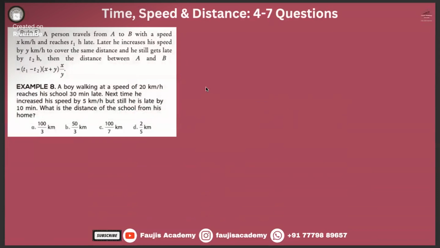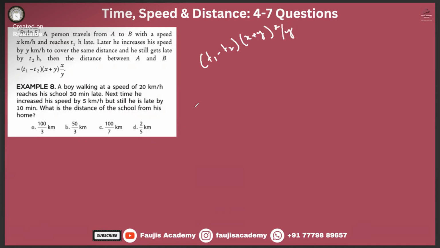Yes, this one. A person travels from A to B with a speed x km/h and reaches t1 hours late. Later he increases his speed by y km/h to cover the same distance and he still gets late by t2 hours. Then the distance between A and B is given by this formula: (t1 minus t2) into (x plus y) into x by y.